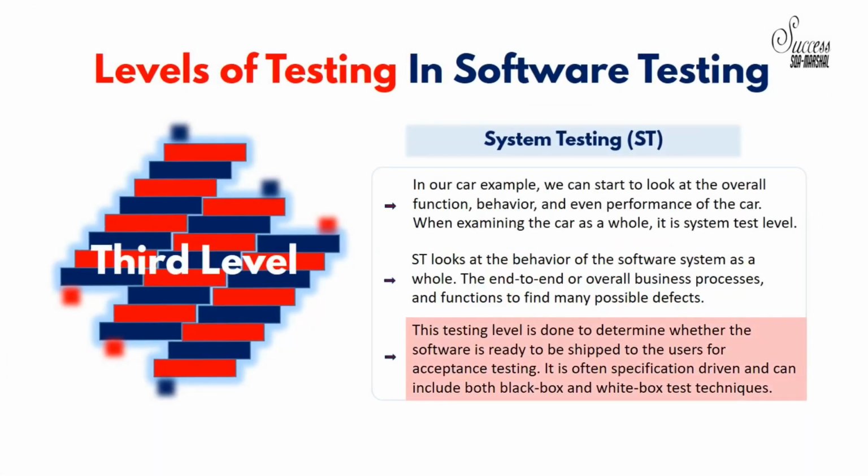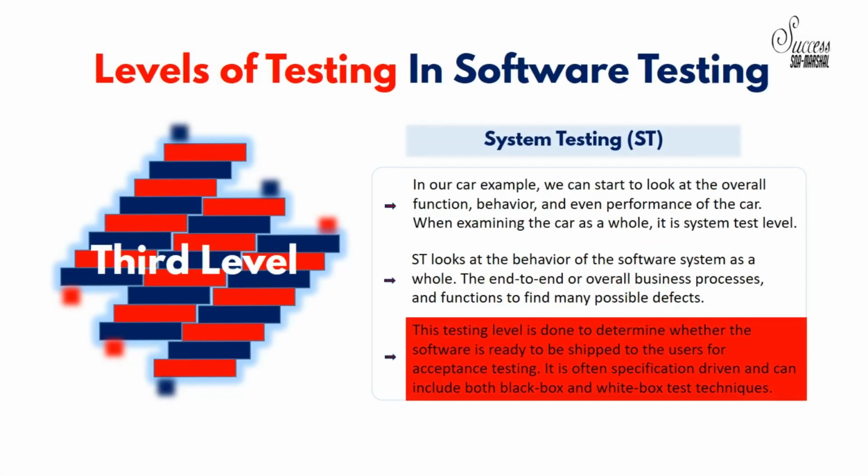This testing level is done to determine whether the software is ready to be shipped to the users for acceptance testing. So the purpose of system testing is merely to determine, okay, now we can take this system to the client or to the users so that they can also do their own testing before we are done with the project. It is often specification driven and can include both black box and white box test techniques.